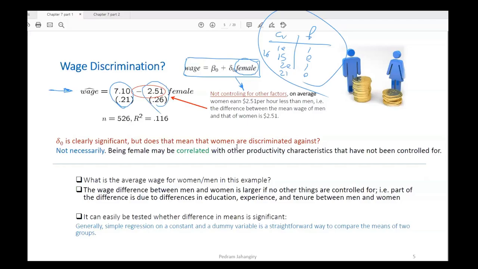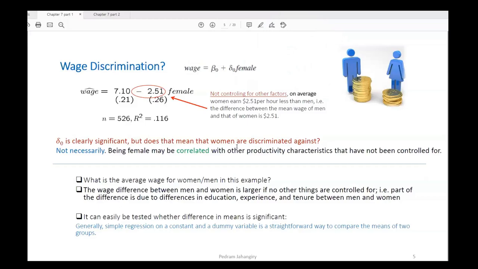But for now, let's see how we can interpret these numbers. In terms of significance, both of them are significant, both the intercept beta zero and our delta zero. And by the way, here we call it delta zero; I could have called it beta one, so don't get confused. This is just a name. Number of observations is 526, R square is 11.6%, not that good, not bad either, okay?